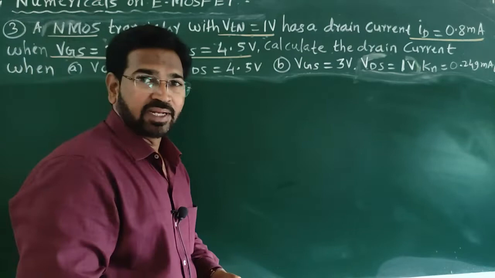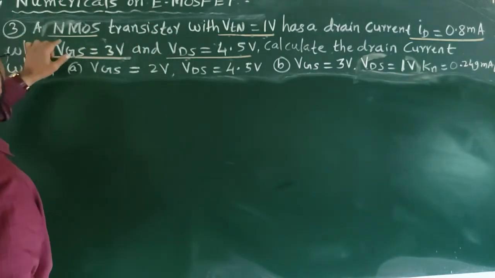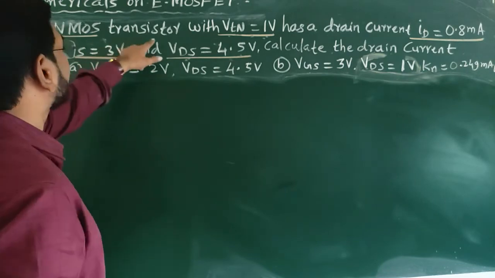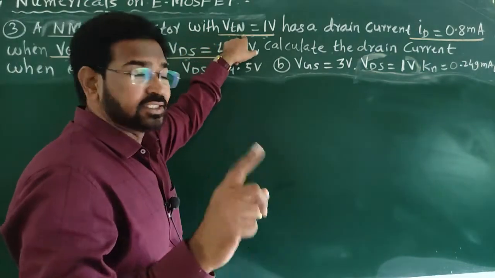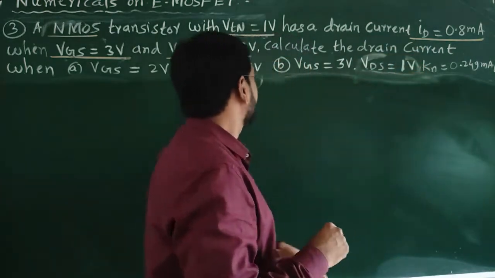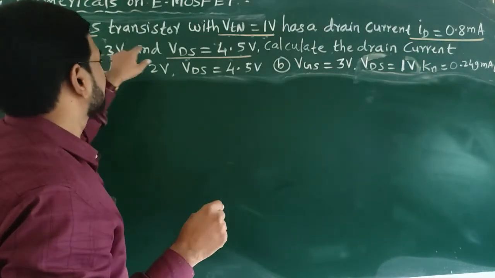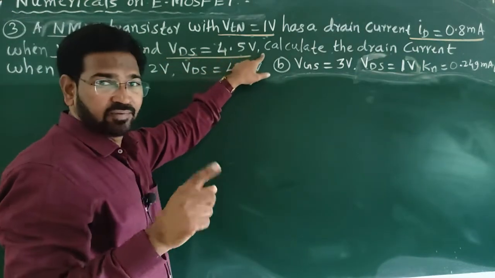It is our third numerical example. What is given? NMOS transistor with VTN equal to 1 volt and drain current ID is 0.8 milliampere, and when VGS is equal to 3 volt, VDS is 4.5 volt.